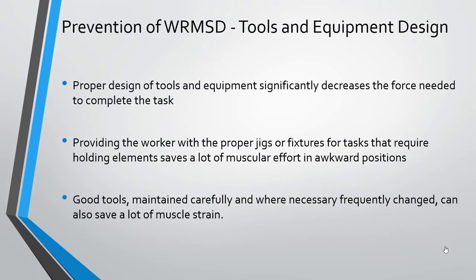Another way of prevention of work-related musculoskeletal disorder is by using the right tools and equipment design. Proper designing of tools and equipment significantly decreases the force required to complete the task. If the worker is provided with proper jigs and fixtures for holding elements, it saves a lot of muscular effort in awkward positions in order to hold the object. Good tools are therefore required and are frequently changed, and it also saves a lot of time and muscle strain.